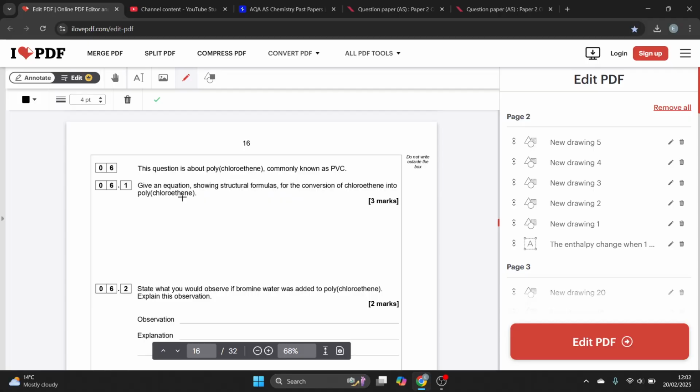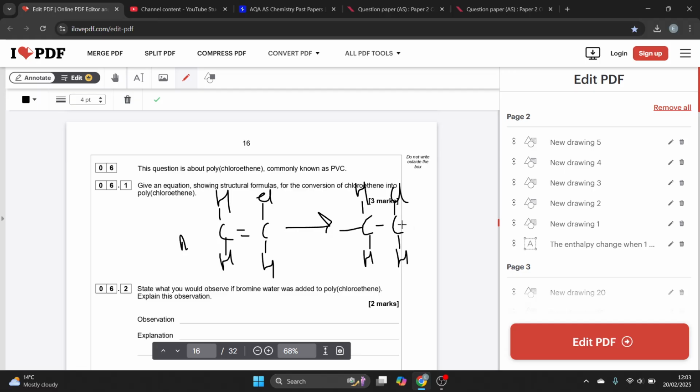Question 6, given equation showing structural forms of conversion of chloroethene into polychloroethene. So chloroethene, I want to show a conversion. Now I've got ethene and I've got ClH here, and then all that's going to happen is that the double bond goes to a single bond. That's all that's going to happen. This goes, and then you've got branches sticking out, and then you've got brackets like that, and you've got your n on the outside.